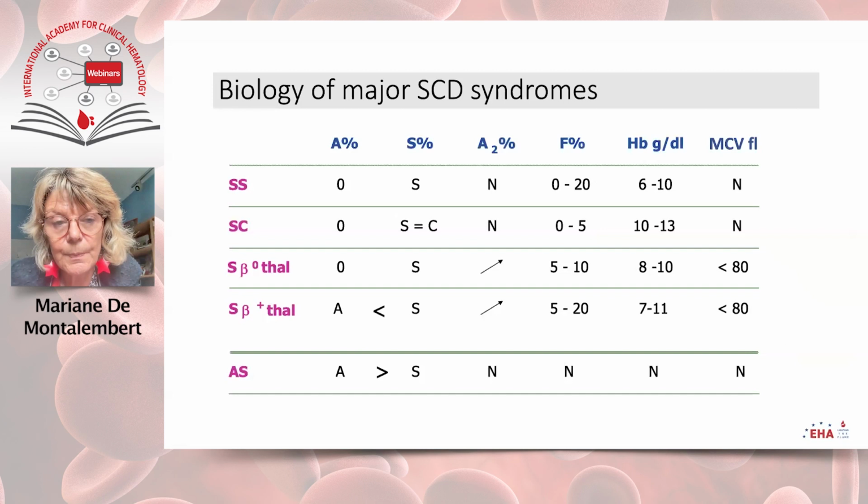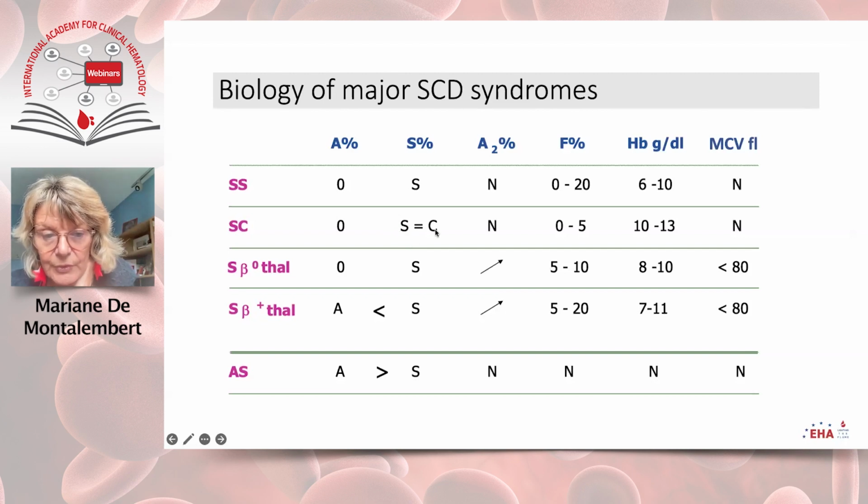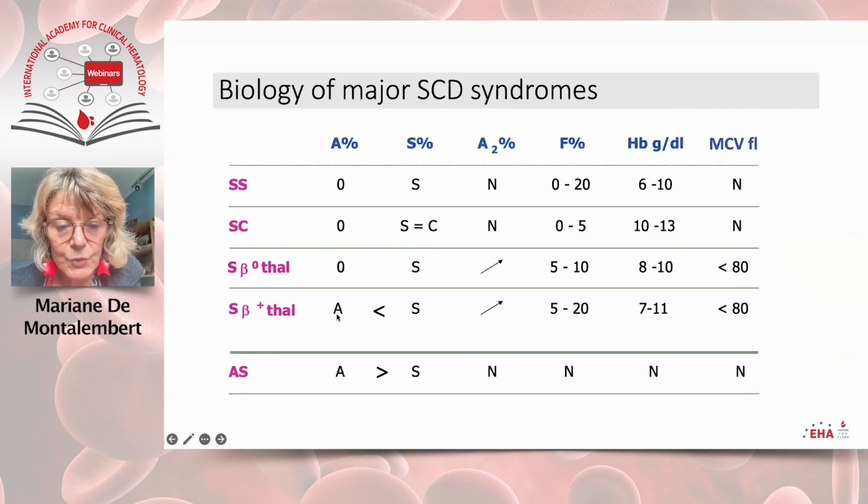It is easy to make a diagnosis of a major sickle cell disease syndrome when you look at the fraction of hemoglobin. When you are SS or S beta-zero, you have no A and you have only S. When you are SC, you have the same proportion of S and C. When you are S beta-plus, you have some production of A, but of course quite lower than the quantity of S, which contrasts with the condition when you are AS. You have as well A and S, but quite more A than S.